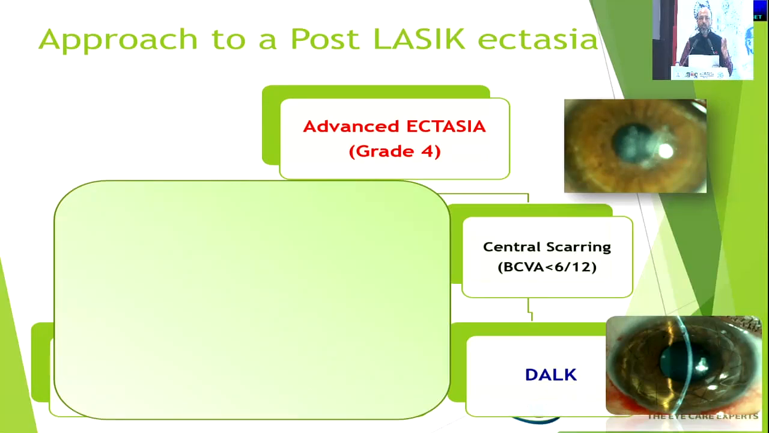In advanced ectasia, that is patients coming a lot later, quite rare, more common in keratoconus, where you have poor best corrected vision, less than 6/12, you would need to definitely think about a DALK. And DALK results with the present approach with the iOCT are actually very, very good. 80% of them get best corrected more than 6/12.